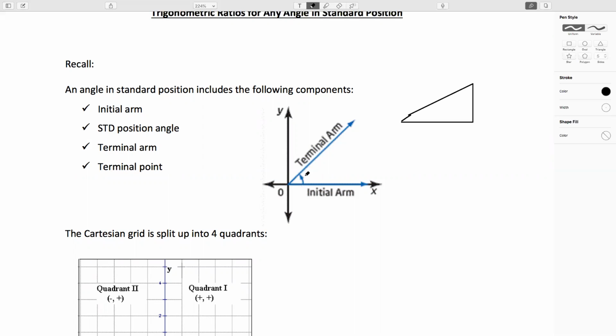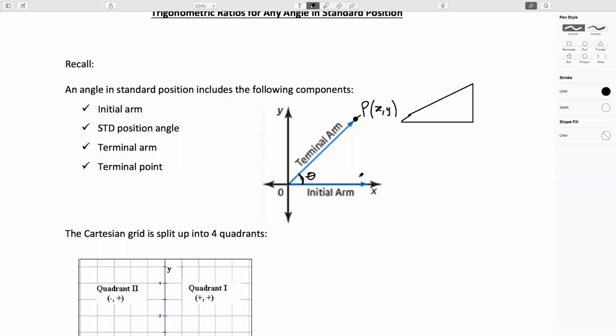So we've got to define a few things. In standard position, an angle has 4 parts. It's got the initial arm, a standard position angle, a terminal arm, and a terminal point. The terminal arm is like a ray that comes out from the origin, and it is a certain length. It's whatever length the distance from the origin to this point is. This is what you call the terminal point. It's going to have a coordinate x and y, and we'll call it point P. You will have some angle that this ray makes with the x-axis. We'll call that theta. That's going to be your standard position angle. And the initial arm is the x-axis.